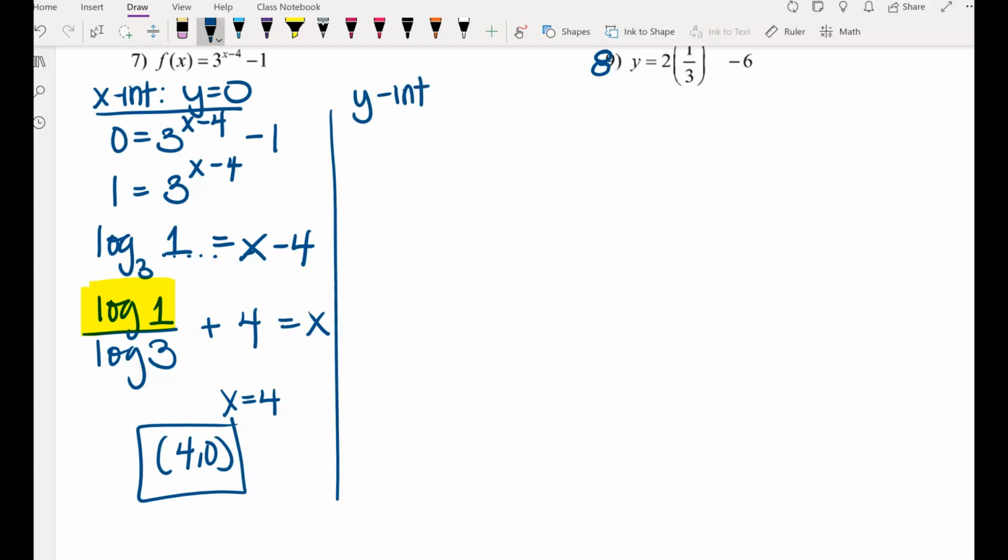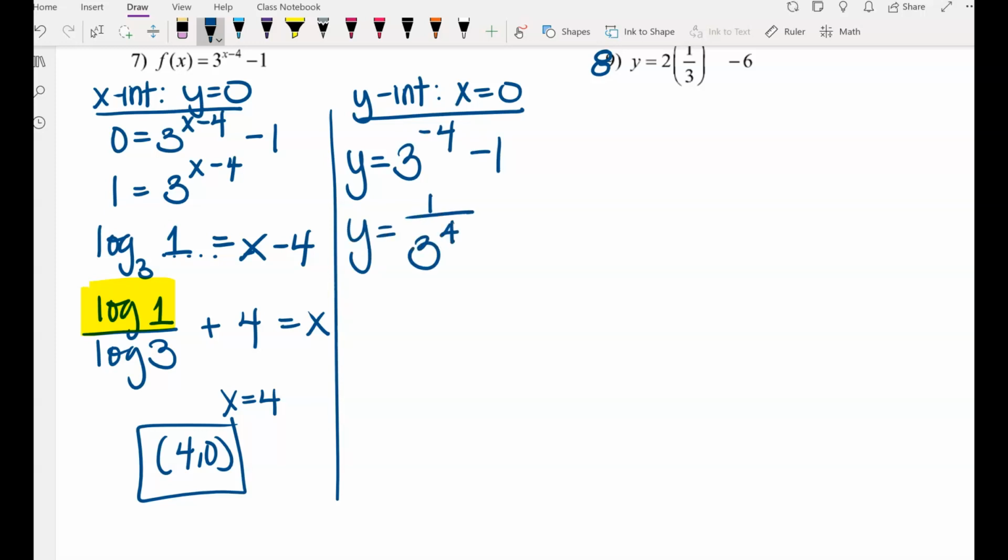Y-intercept is usually slightly a little bit easier because all we have to do is plug in 0 for x. So 0 minus 4 is negative 4. So 3 to the negative 4 minus 1. Well, negative exponent, students, to make it positive, right? You guys remember this? We make it into a fraction and we bring it to the denominator, minus 1.